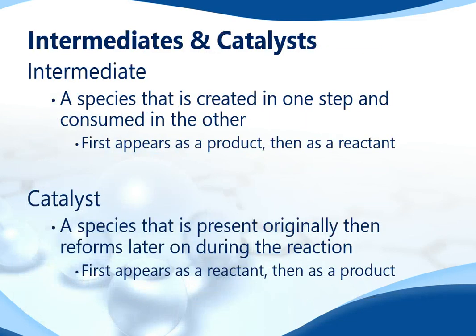You should also know that mechanisms contain some substances that do not appear in the overall equation, and those are intermediates and catalysts. The definitions are listed here. I'll leave those for you to read, but the key point there that I want to make is that intermediates first appear as a product, then they appear as a reactant, versus catalysts, which first appear as a reactant, then later they appear as a product.